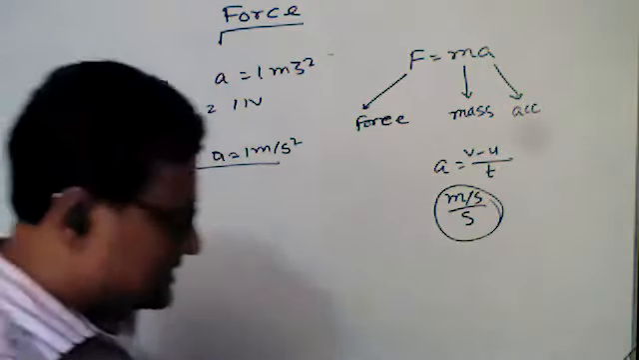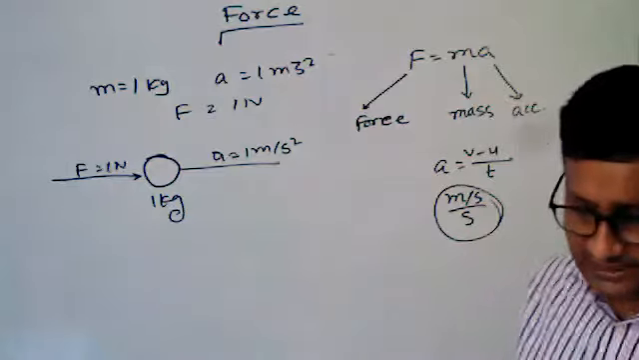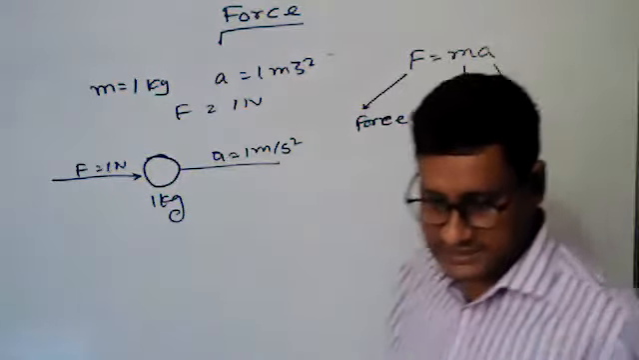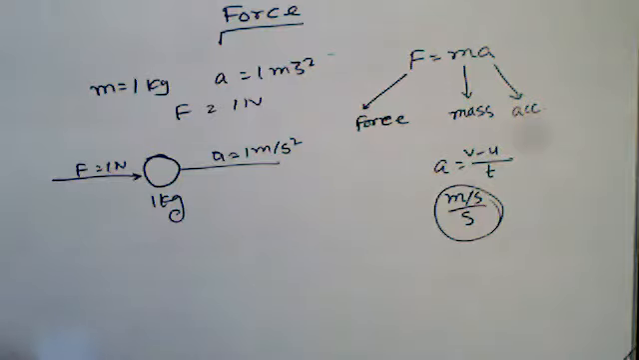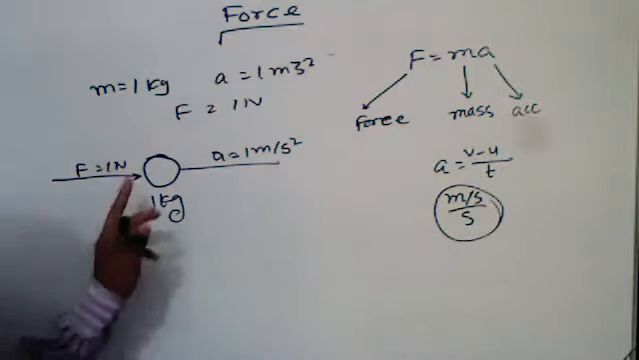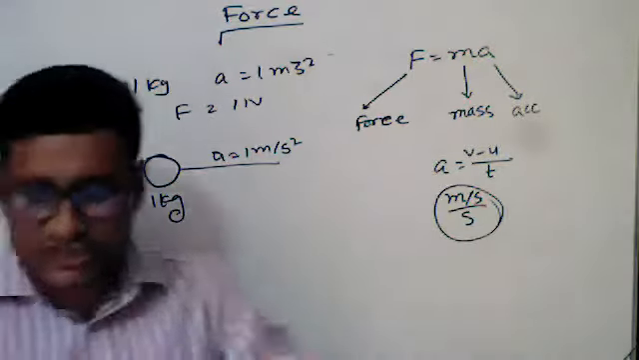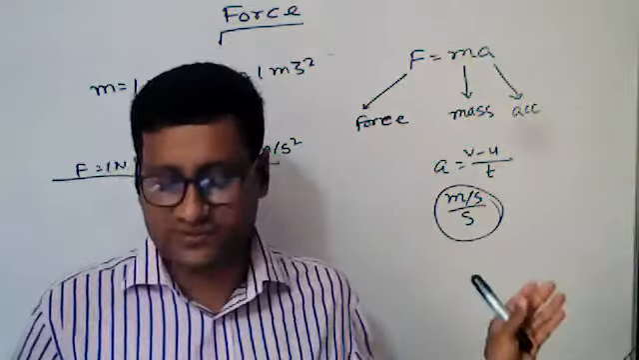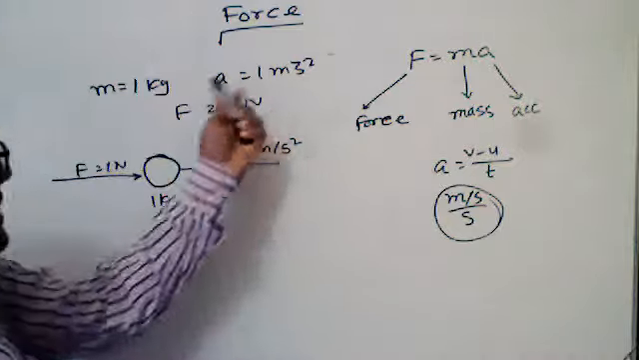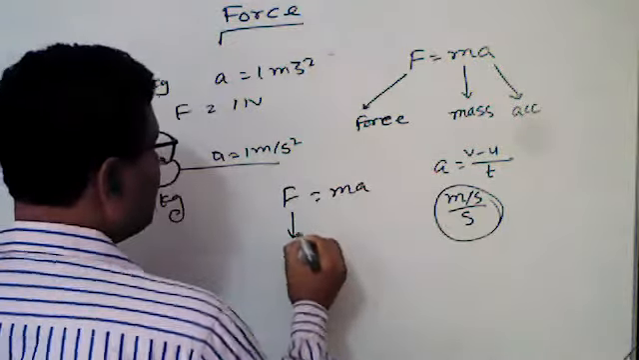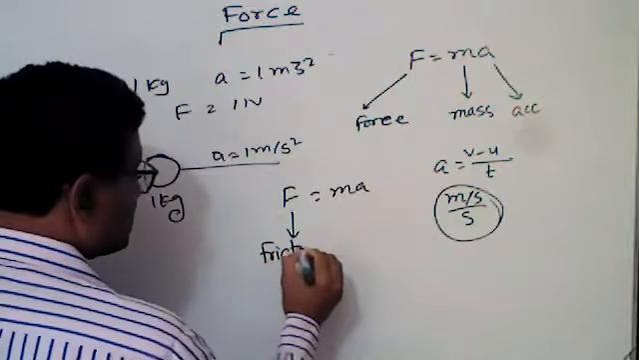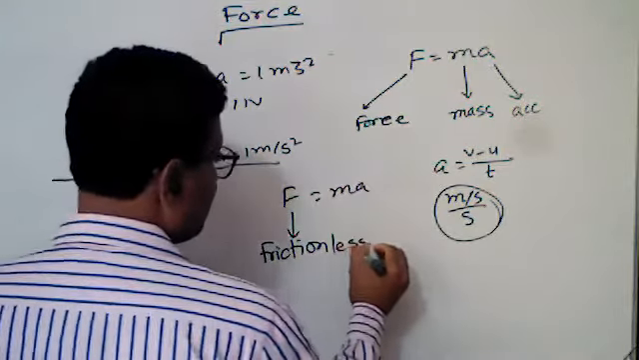On the other hand, the amount of force applied to create 1 meter per second square acceleration on a 1 kilogram object is called 1 Newton. You have to remember this. In this case, no frictional force is considered. F equals to ma is applicable on a frictionless surface, a frictionless phenomenon.